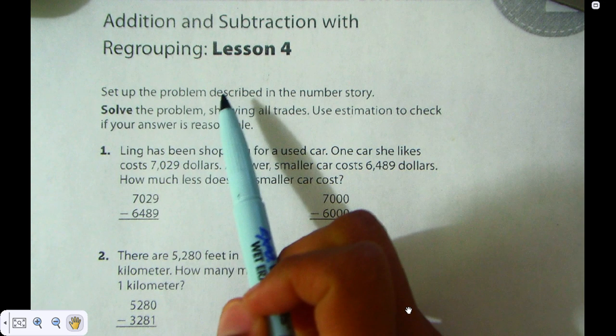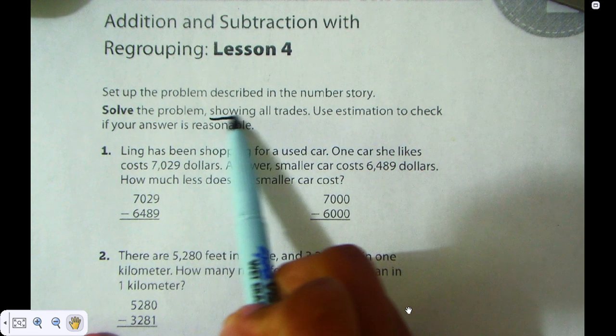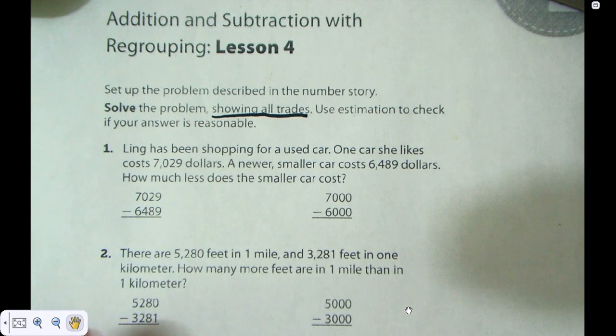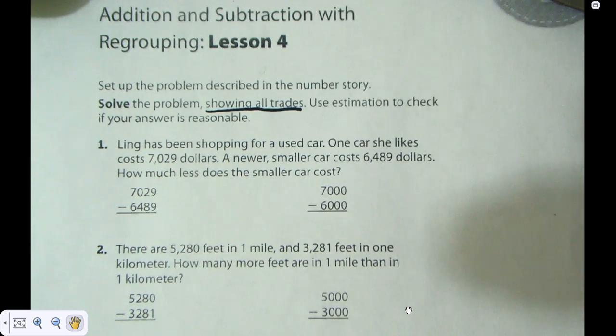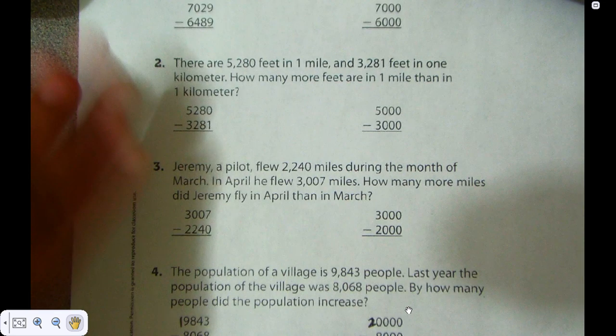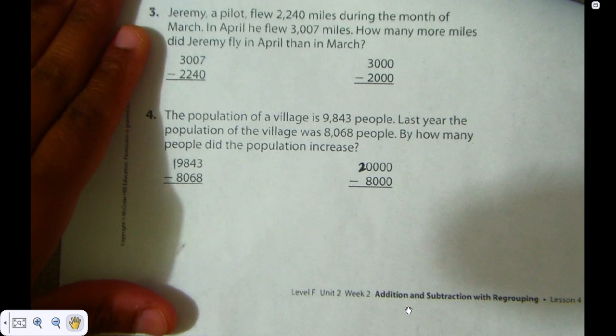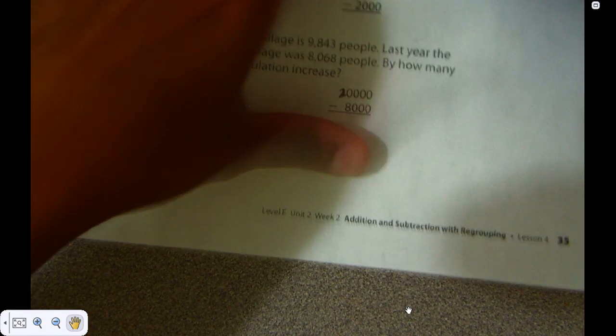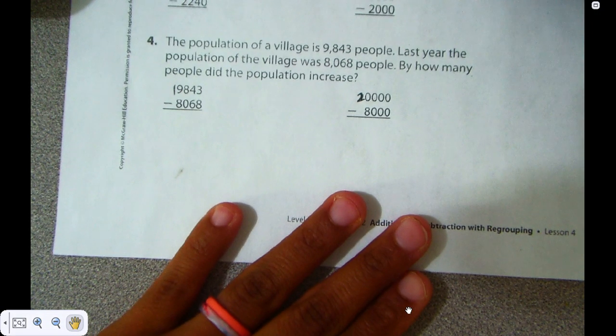We want to solve the problem, and we want to show all trades. So when it says show all trades, that's that regrouping piece, and we've worked really hard on regrouping. So we're confident that we can regroup. I'm not going to worry today about the estimation piece, because since we're subtracting, we know a strategy that we can use to check our answers, and that's really what I want to work on.